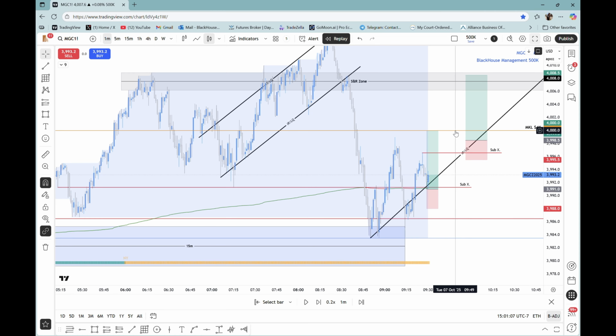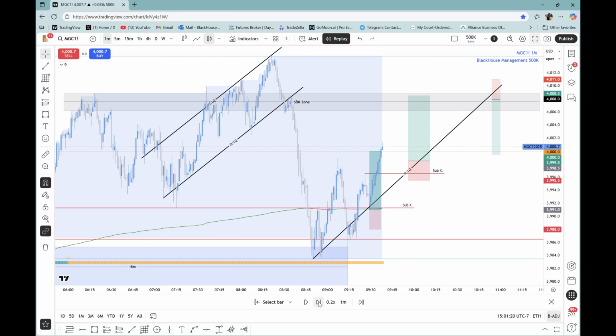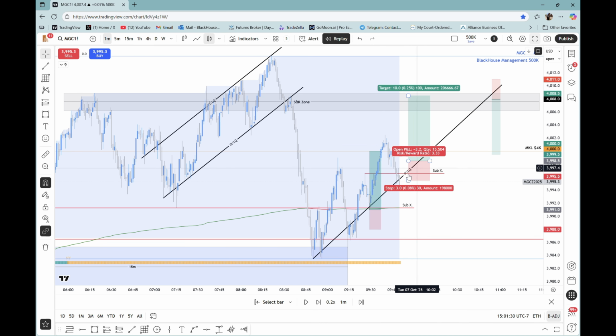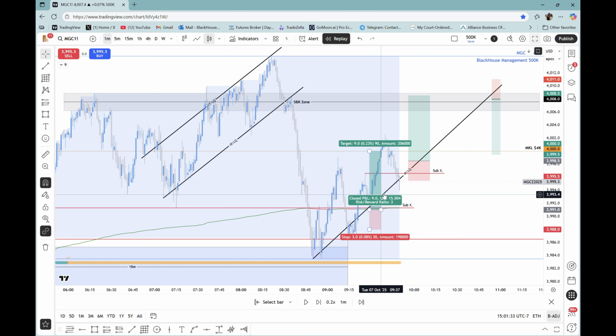We'll target MKO 4K. We had a small reaction off the high, all good. And then boom, we hit 4K. So that's 3R right there. But we're still riding this trend. Now look, we break underneath 4K. Now we come back down to retest this trend line.